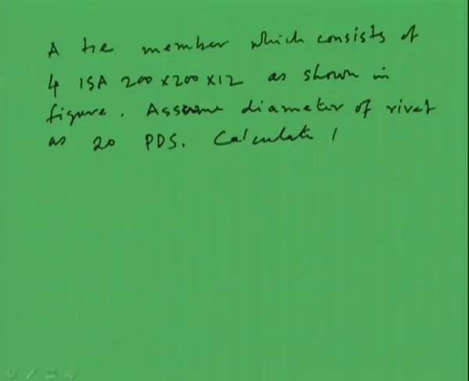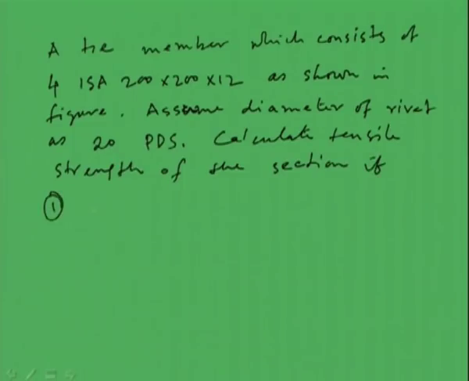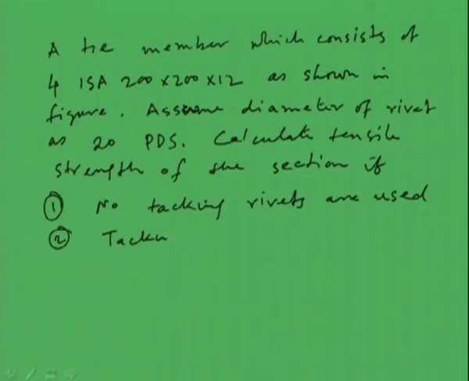Calculate the tensile strength of the section, for different conditions we have to find out the tensile strength. 1. No tacking rivets are used. 2. The tacking rivets are done along A and B only.